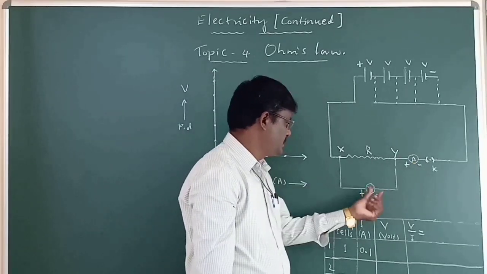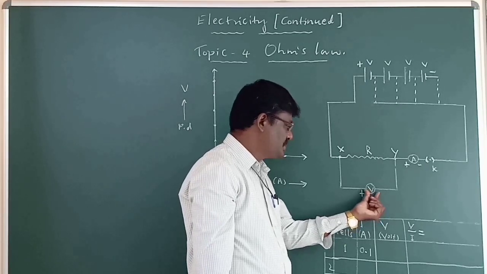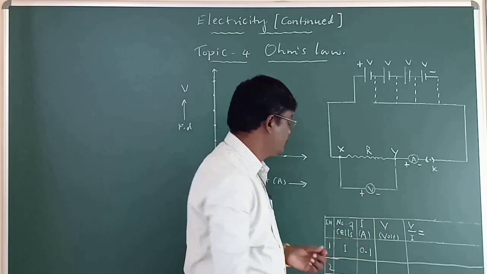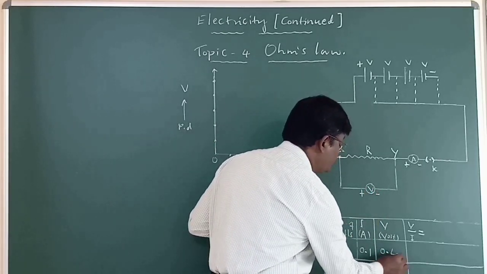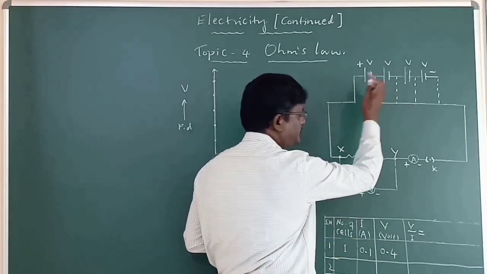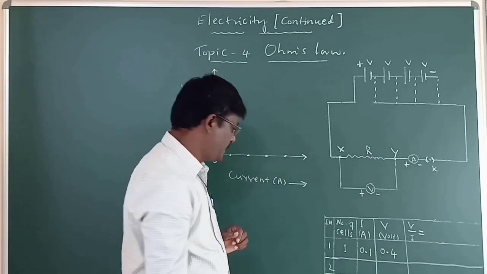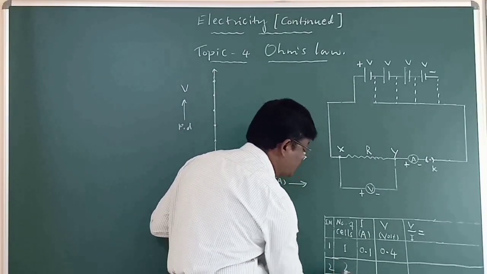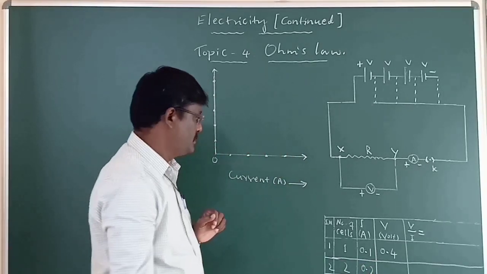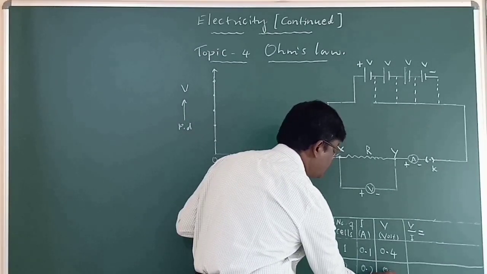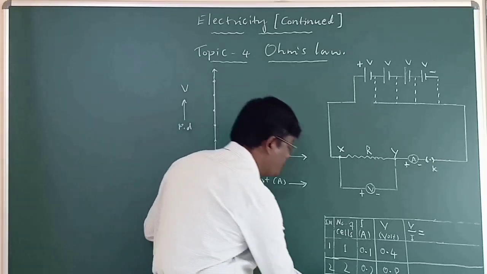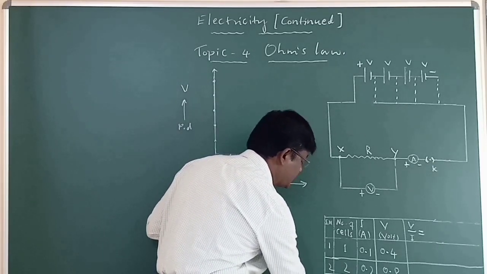At the same time, measure the potential difference across this with the help of the voltmeter, that is 0.4 V. Next, let us connect two cells and note down the reading. When we connect two cells, the reading in the ammeter, say it is 0.2, and here it will be 0.8. Let us repeat with 3 and 4 cells.